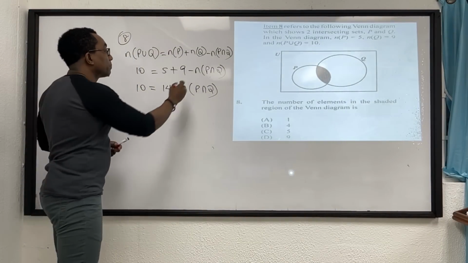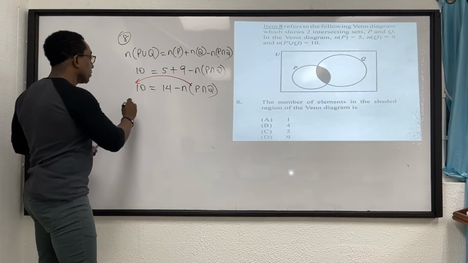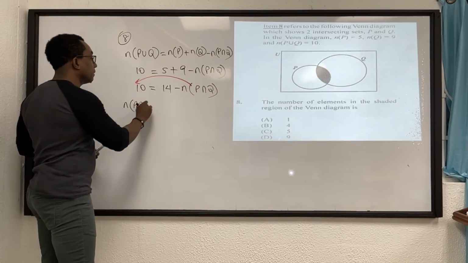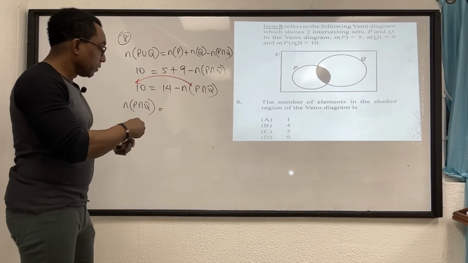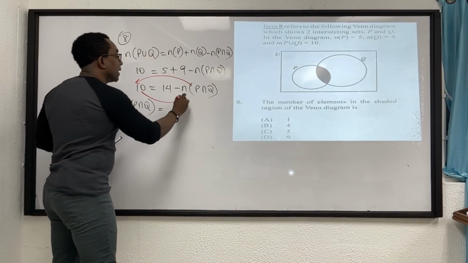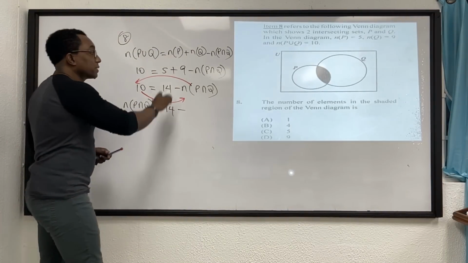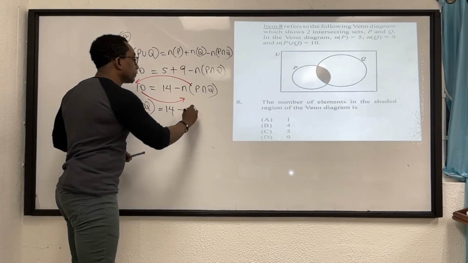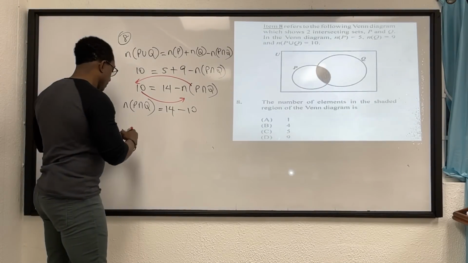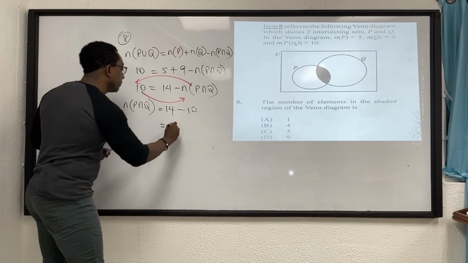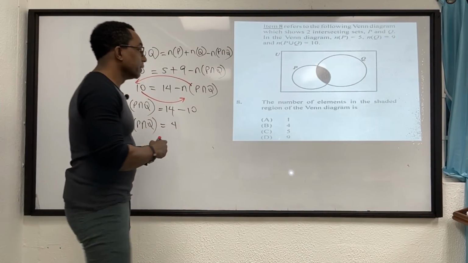What we can do now is bring the number of elements in P intersect Q to the left, so it comes across as positive. The number of elements in P intersect Q is equal to, I'm going to take 10 and bring 10 over to the right. This becomes 14, and positive 10 comes across as negative 10. And therefore the number of elements in P intersect Q will be equal to 4. The answer there is B.